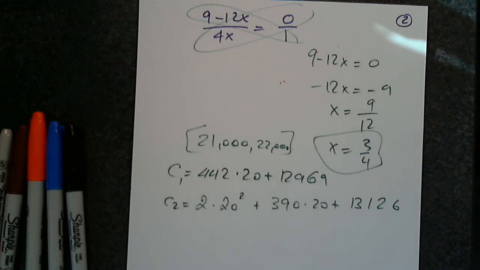So I have 442, sorry. That's what I thought. So 442 multiplied by 20 plus 12969, and we got 21,800. I like this amount. And let's see the other one. 2 times 400, because I know 20 squared is that, plus 390 multiplied by 20, and plus 13126. Okay.